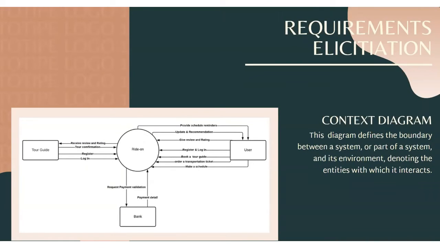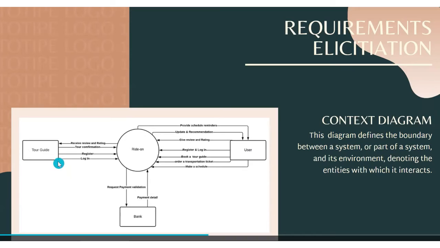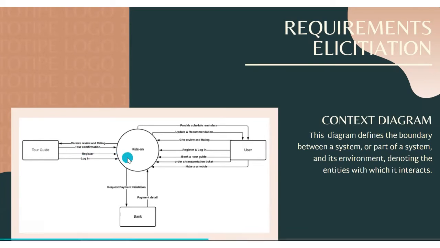So the next one is the context diagram. The context diagram shows the scope and the boundaries of the system. We can see the process, which is RideOn, and the entities, which are user, bank, and tour guide. Tour guide can register to enter the system. User can also register. This is the data flow. We can see whether the data flow is going in or going out.